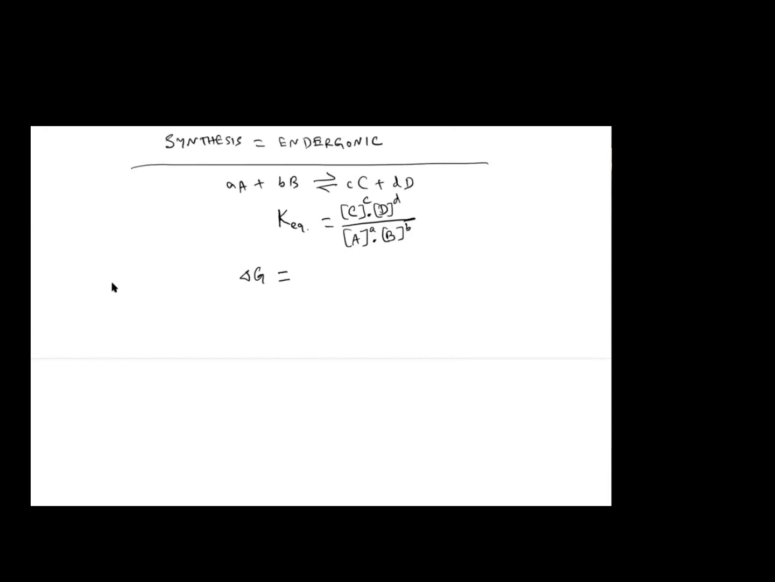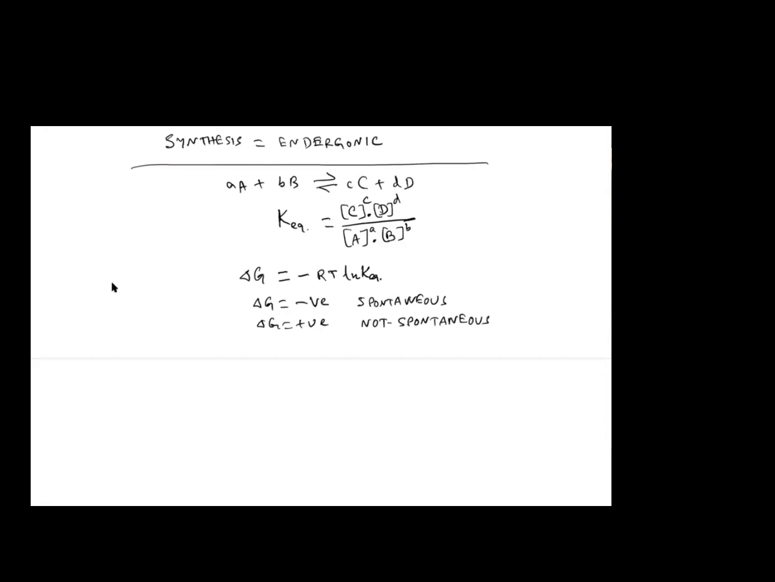Is it RT ln of K? So it's going to be negative RT ln of K, right? For something to be spontaneous, delta G should be what? Plus or minus? Negative. So this will be spontaneous. And if you have positive, then this is not spontaneous.